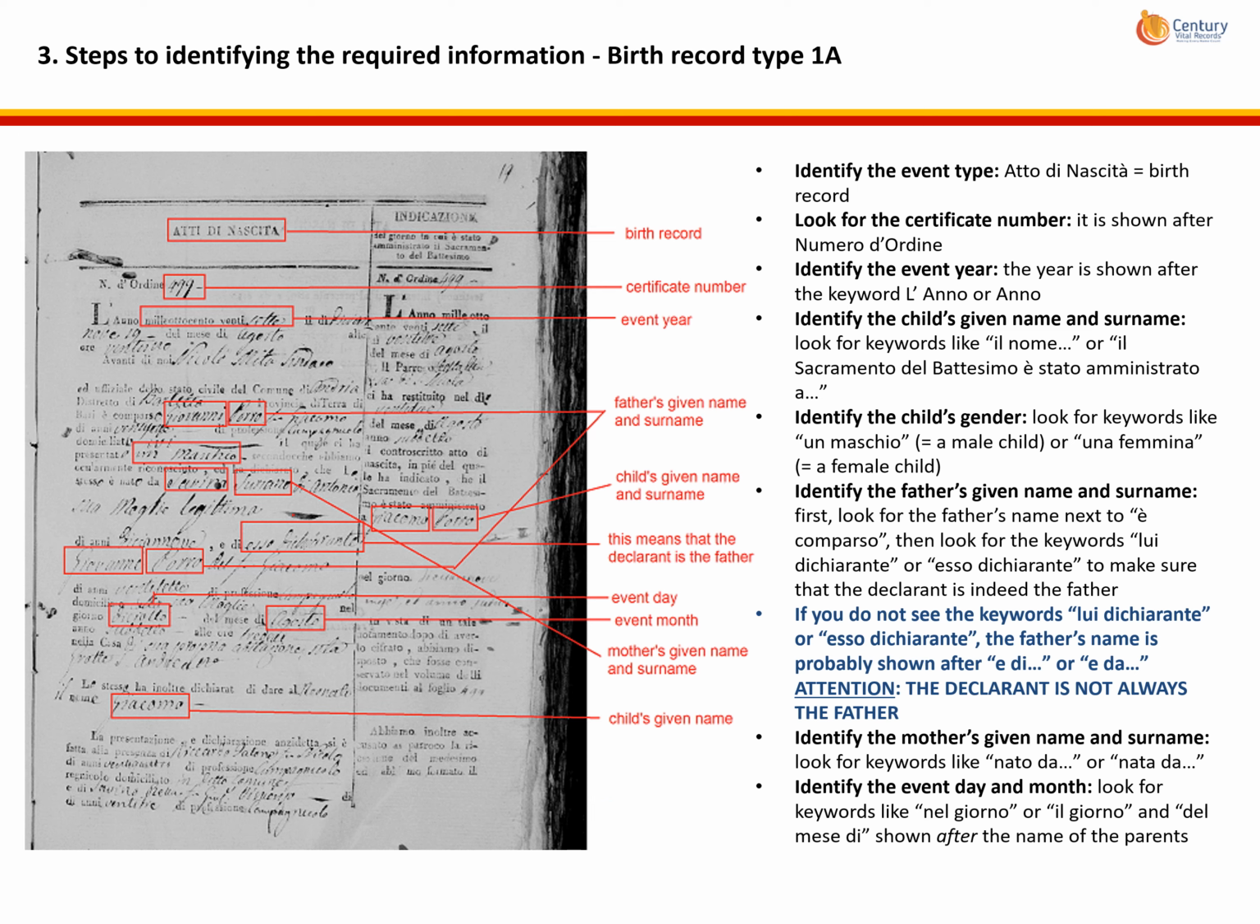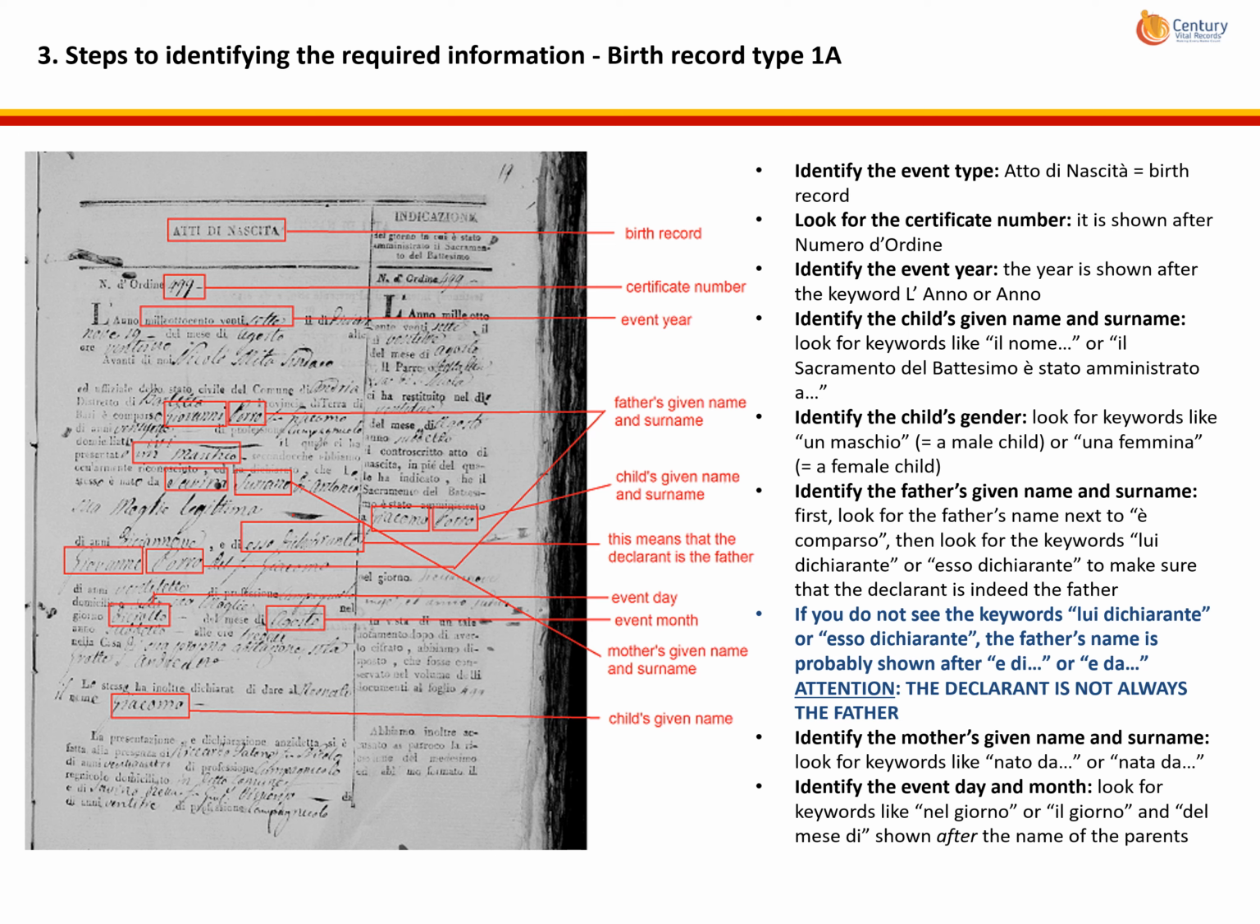Now that we know what information we need to look for and what are the related keywords, let's take a look at the first type of image. We can easily identify that the image is a birth record. The certificate number is also quickly identifiable. Next, let's find the event year, which is the same as the birth year. Look for the keyword which indicates the event year.